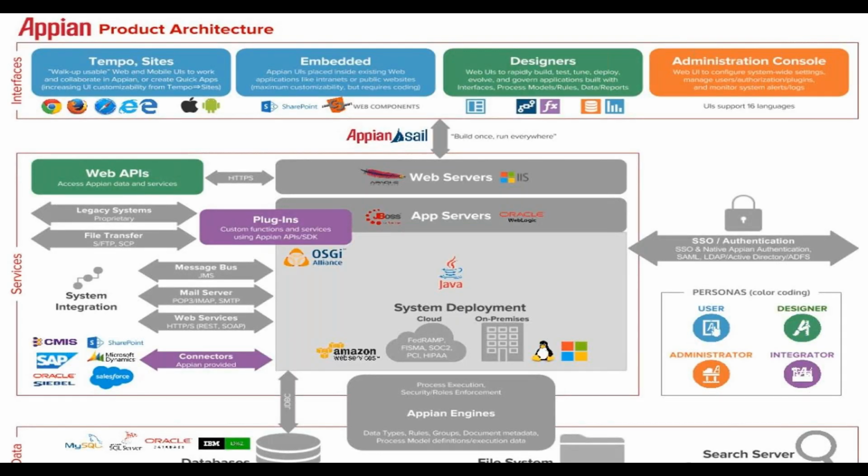Okay, so like any other language, Appian is also divided into three layers: interface, services, and data. Interface is like the front end where users interact. We can see the Tempo, sites, embedded, designer, and administration console. Okay, let me give you a product demo now, and then you will be able to relate this information.